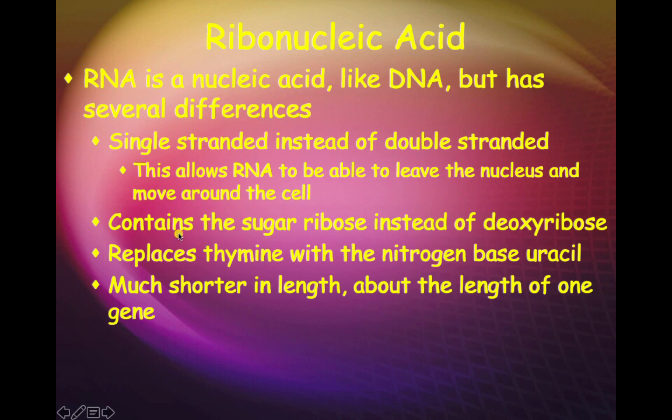Another difference is that, as we kind of talked about earlier, the reason it's called ribonucleic acid is that it's made of a sugar, ribose. So instead of deoxyribose being its sugar, it has ribose instead. There is one difference with its bases. RNA does not have thymine. Instead, it has a new base called uracil. Now, uracil uses the same bonding rules as thymine did, so uracil will bond with adenine. And adenine can bond with uracil. And like I mentioned, it's also much shorter in length. It's only about the length of one gene, and that'll be important when we talk about protein synthesis.